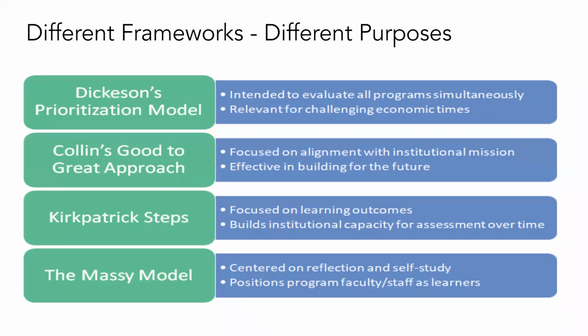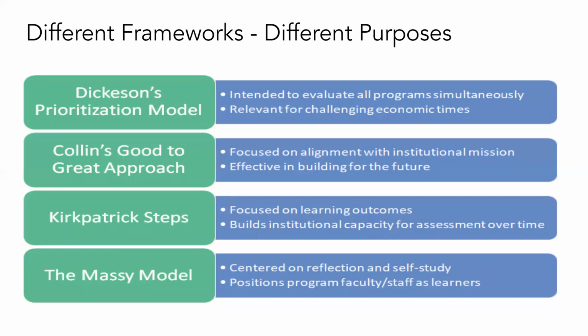So first of all, this article was written in 2012, and one of the points that they were making is that the effects of the recession were hitting colleges pretty sharply. And so the first approach, the first framework that they tackle is Dickinson's prioritizing academic programs and services. And they highlighted this as an approach that's really beneficial for times of economic struggle.